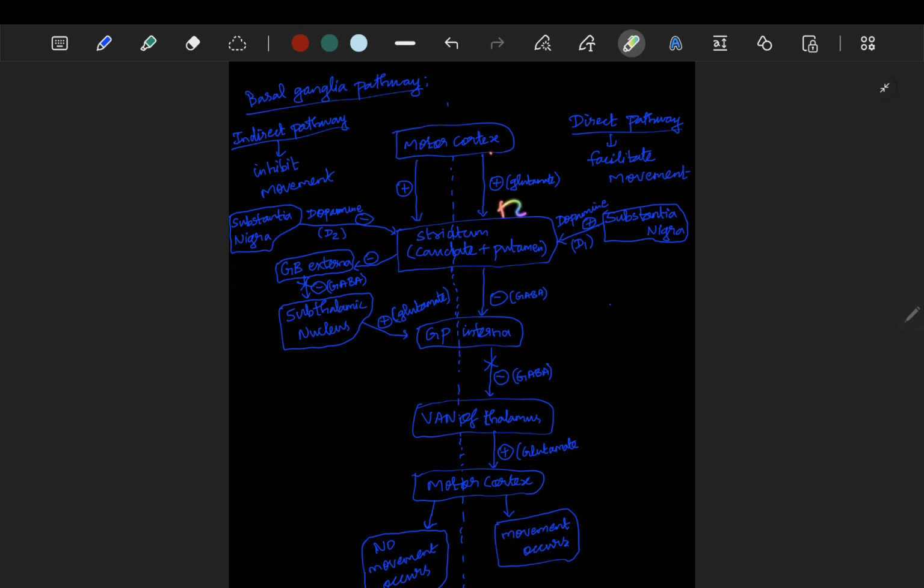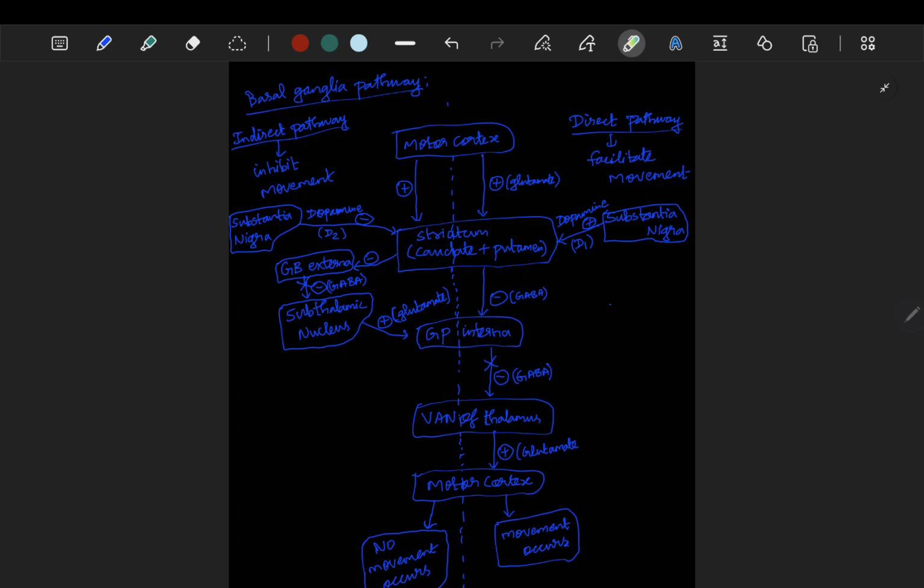The motor cortex stimulates the striatum, and this striatum then inhibits the globus pallidus interna. Globus pallidus interna normally inhibits the ventrolateral nucleus of the thalamus, so that movement is not occurring. Here, the striatum inhibits the globus pallidus interna, so that the inhibition of the ventrolateral nucleus is gone. So the ventrolateral nucleus of the thalamus is stimulated, which further stimulates the motor cortex, and movement occurs.